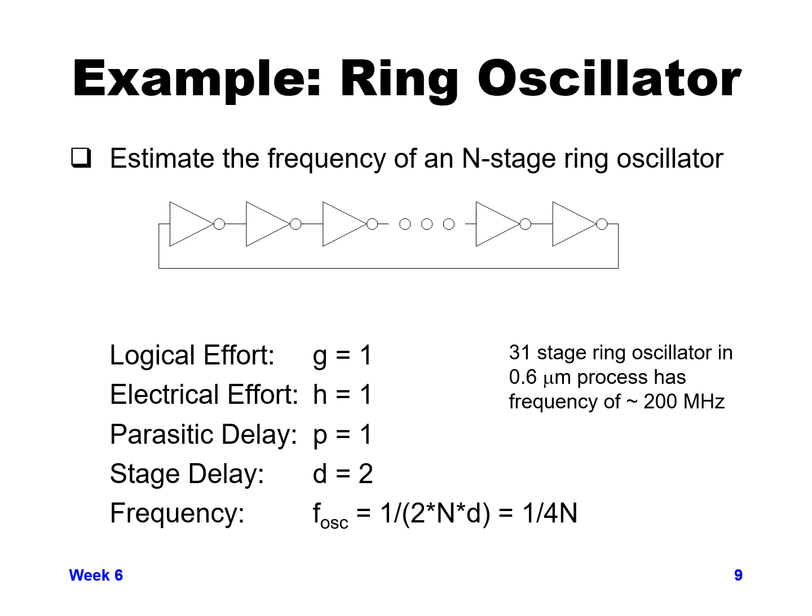So if you had a 31 stage ring oscillator in a 0.6 micron process, if you go back a couple of slides for the delay per stage, what 3RC is for a 0.6 micron process, you can calculate what that frequency would be, and it would be approximately 200 megahertz.